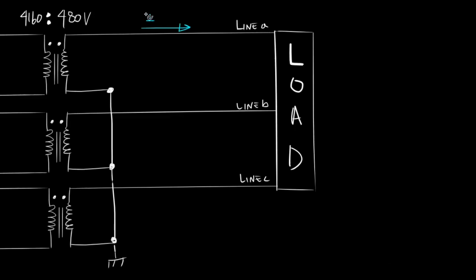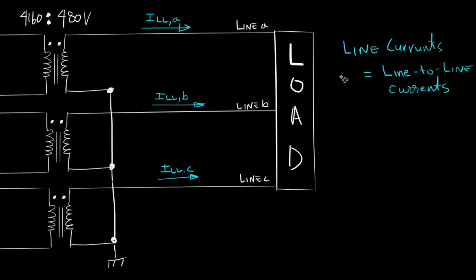So line-to-line current A will flow through line A, line-to-line current B will flow through line B, and line-to-line current C will flow through line C, and they will all feed our load. We have decided to call our line currents line-to-line currents. Now, it may sound misleading, but it helps my brain to point out clearly that we're talking about the actual line current for a particular line.